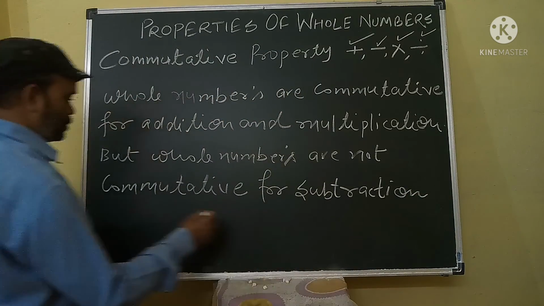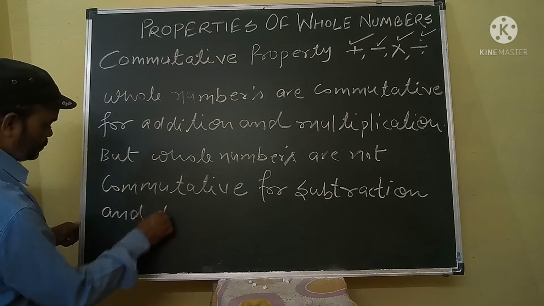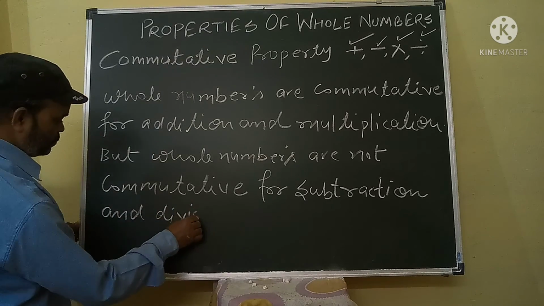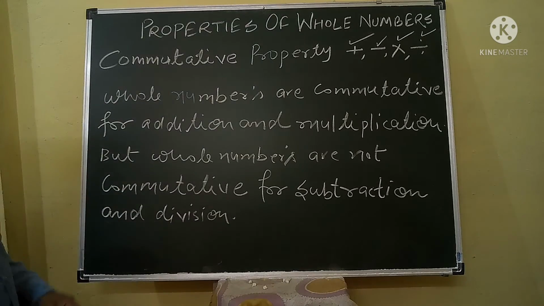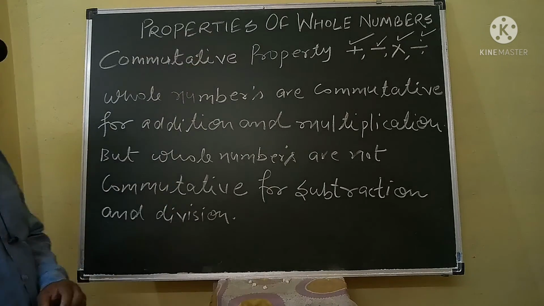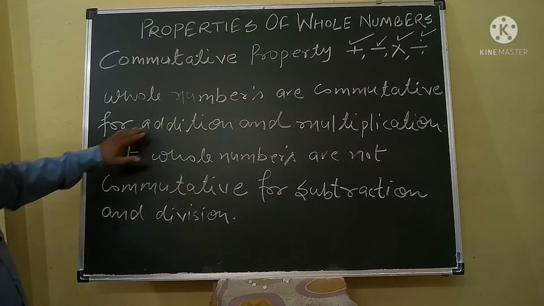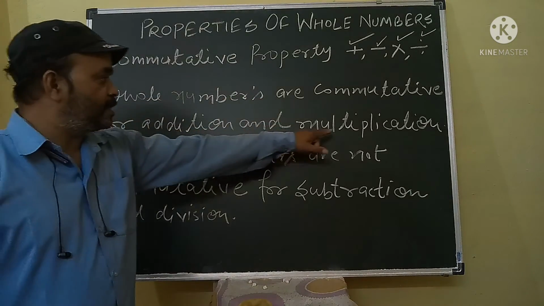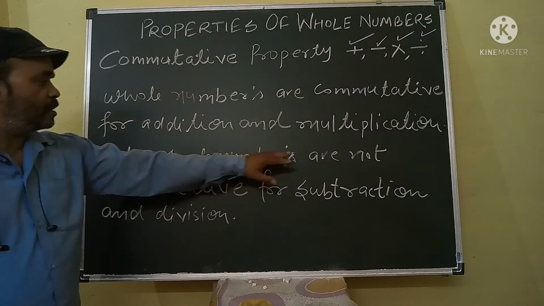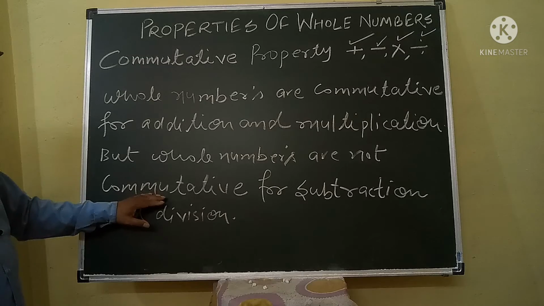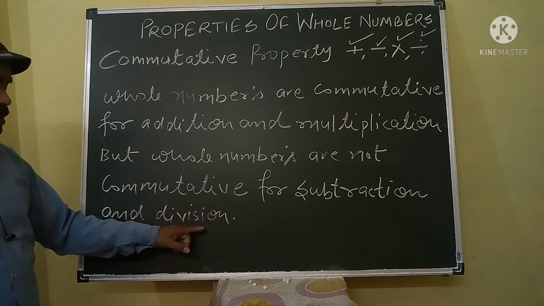subtraction and division. That is the main basic point for the commutative property. Whole numbers are commutative for addition and multiplication, but whole numbers are not commutative for subtraction and division.